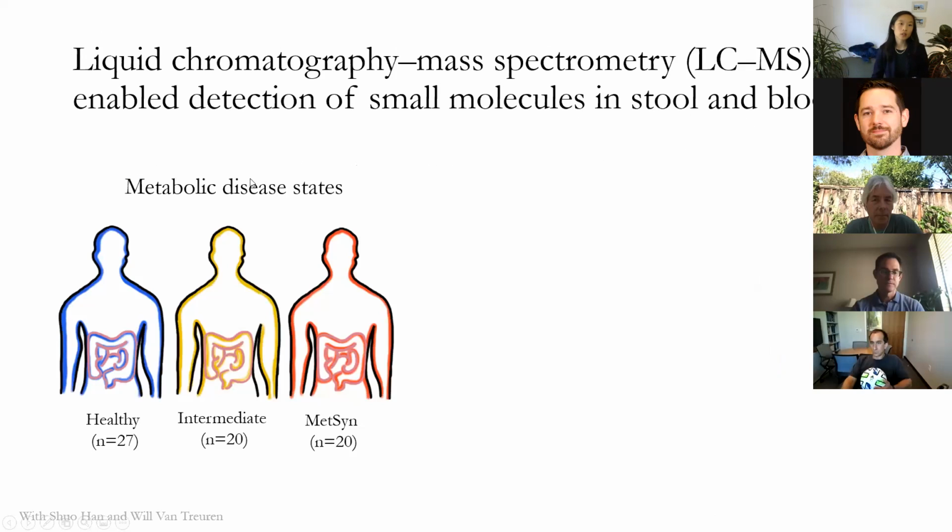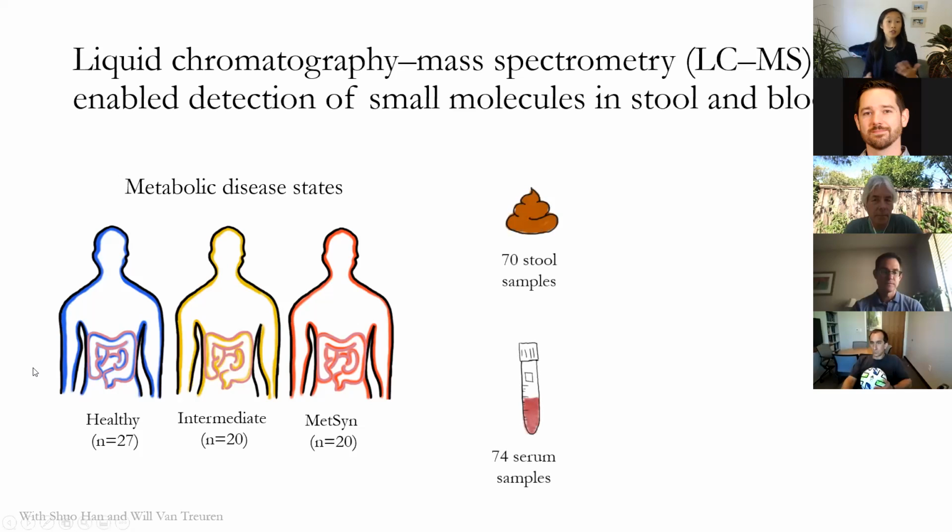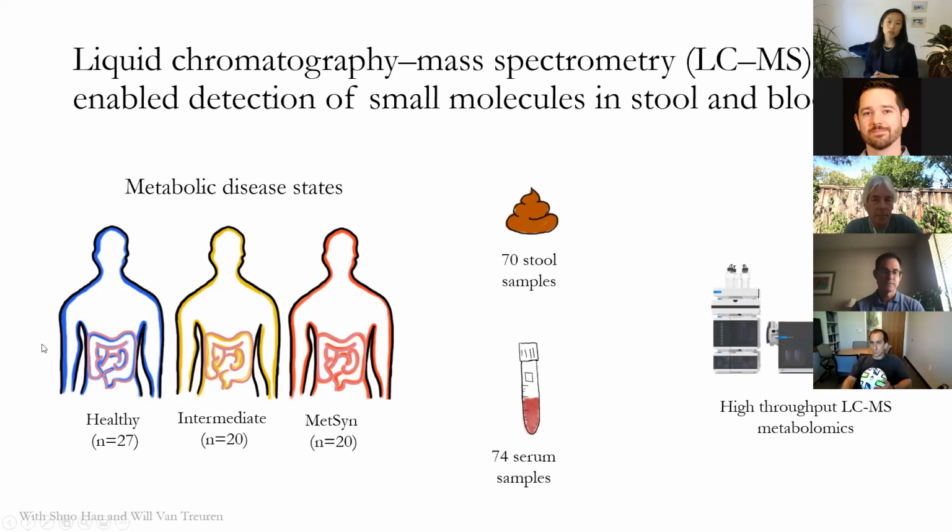Okay, so from here, this is our breakdown of the metabolic disease states. 27 were healthy, and then 20 apiece for both intermediate and metabolic syndrome. So from here, we wanted to see what the small molecules were in their stool and in their blood using a high throughput liquid chromatography mass spectrometry pipeline developed by the Sonnenburg lab. So we took 70 stool samples of participants and 74 serum samples and ran them through this high throughput metabolomics pipeline. From a spiritual level, if you want to know what it took for me to get 70 of these stool samples through this machine, please ask me about my poop catastrophe later.